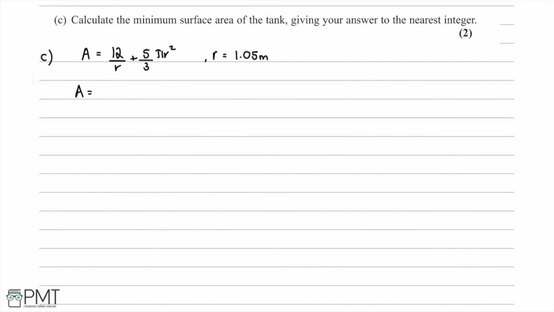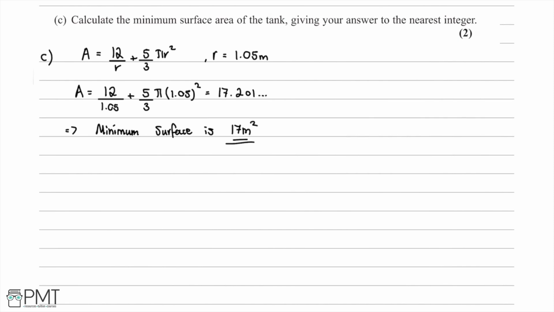So doing this here, we'll have 12 over 1.05, and then we will add on 5 over 3 multiplied by pi multiplied by 1.05 squared, and then we put this into our calculator, and this comes out as 17.201 and so on. So therefore, we then have that the minimum surface area is 17 meters squared.